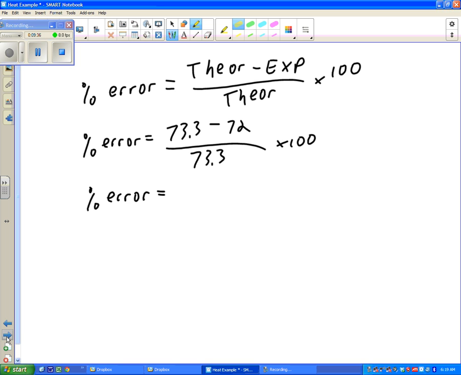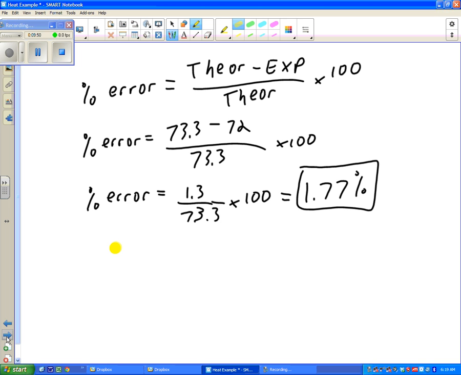So I get 1.3 over 73.3 times 100, which equals 1.77%, which is actually really good. We usually like to try to be within 10%, and we are. Thank you very much. This is thermal equilibrium.